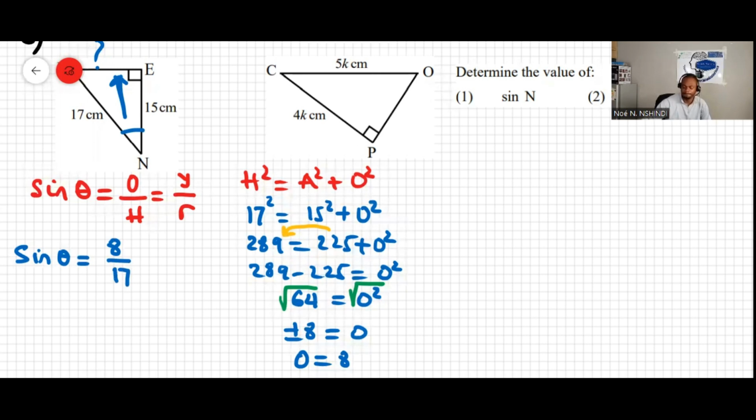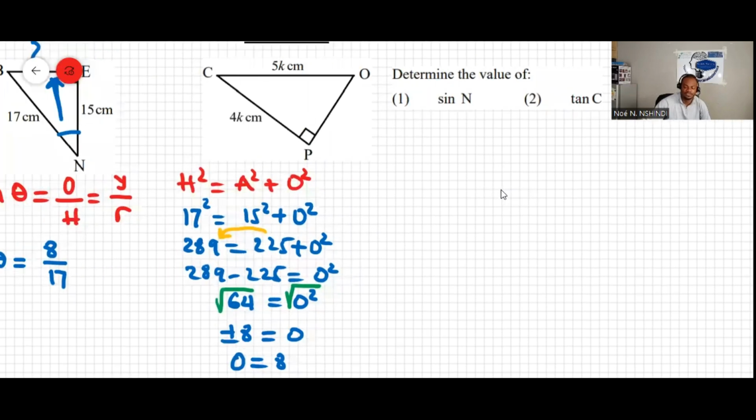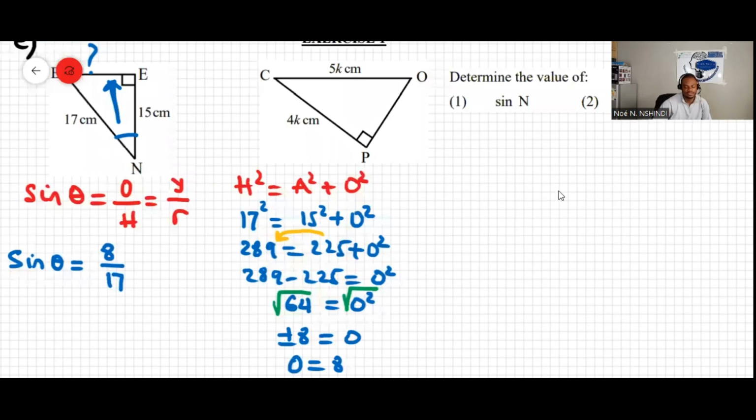Now, over here, question 2 says tan of C. So now I look at C, this angle here. So tan of C is given by opposite over adjacent, or y over x. So now, if I look at it, the opposite side is this side. It is also unknown. We need to find it.